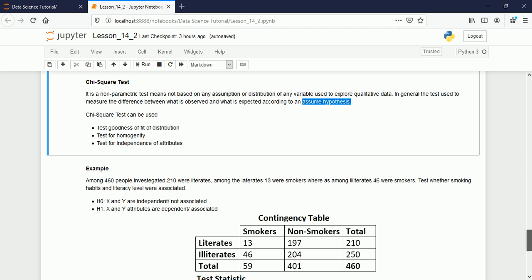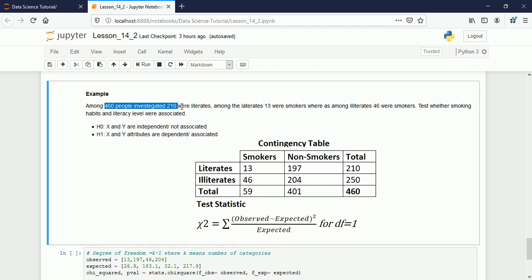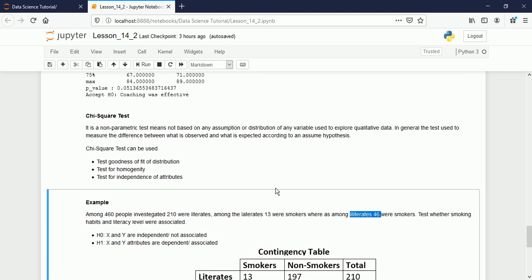So now let's see an example for this. Among 460 people investigated, 210 were literates, and among the literates 13 were smokers, whereas among the illiterate people 46 were smokers. Test whether smoking habits and literacy level were associated or not. So here we have to conduct a test for this.